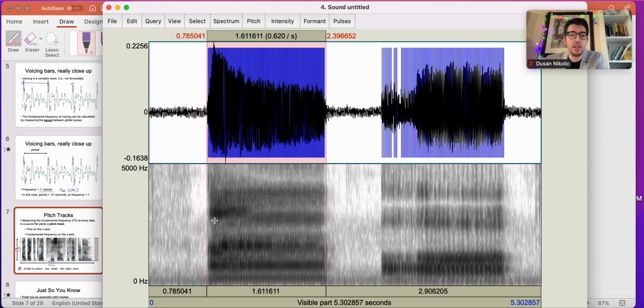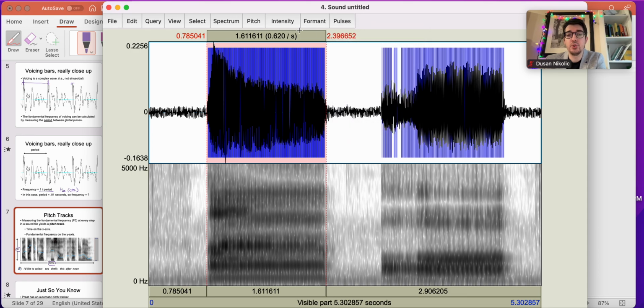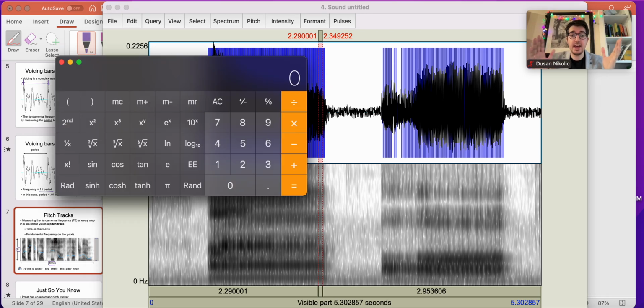So this lower half is called the spectrogram, and this upper half is called the waveform. I will remove the pulses for now, but you should know that as the pulses here are squeezed, between each pulse less time is needed, right? Less time, because they're very squeezed, they're not spread out.